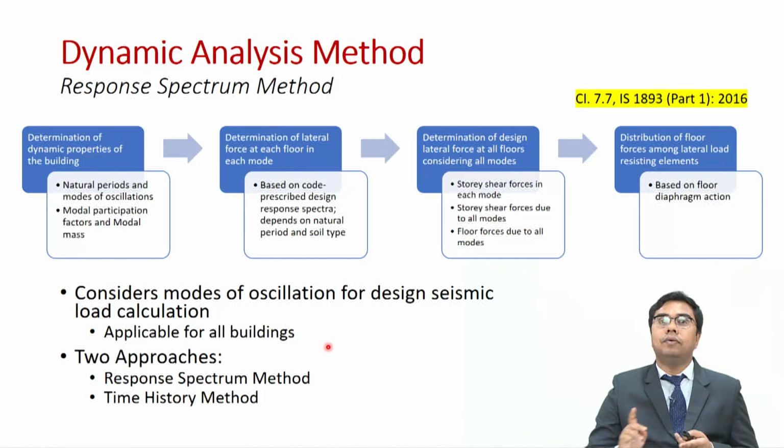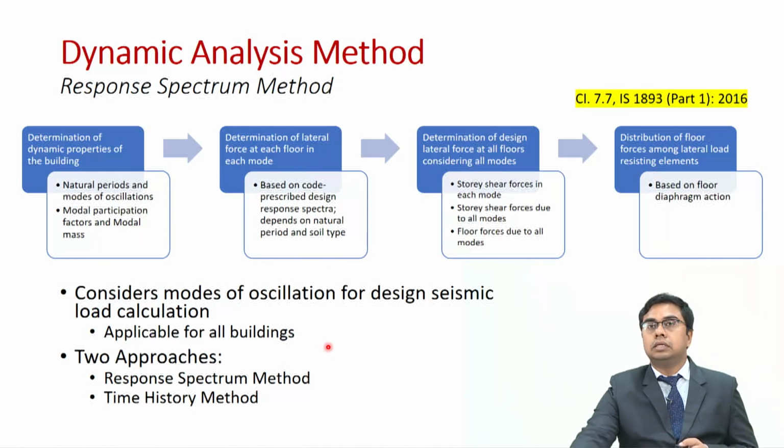Why? Because in the equivalent static method we were estimating the natural period of the building. The natural period of the building can be estimated well only for regular buildings. For irregular buildings, the estimated natural period may not match properly with the actual natural period of the building. So, therefore, unlike the equivalent static method, the response spectrum method is applicable for all the buildings. Here we shall look into two approaches, the response spectrum method and the time history method, or sometimes also called the response history method.